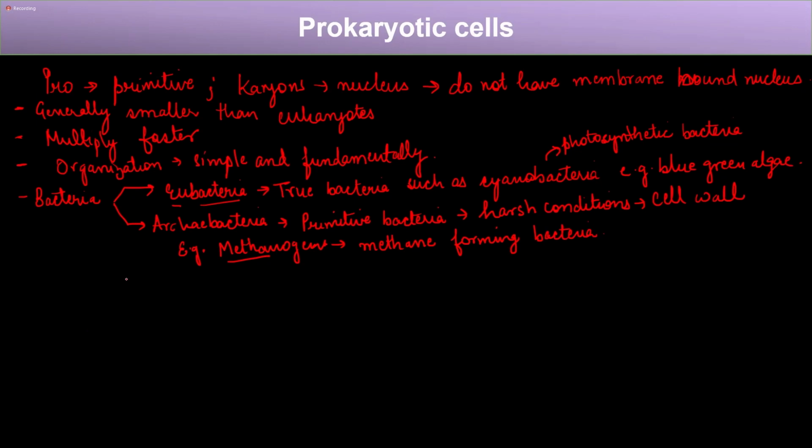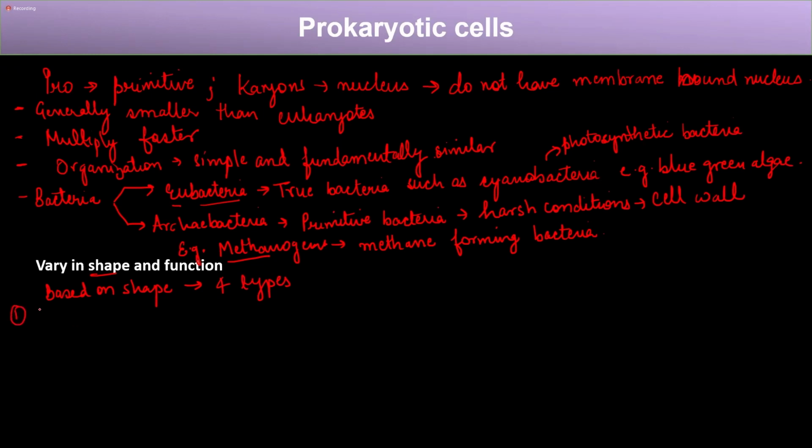Now we have understood the characteristic features of prokaryotic cells: that they are generally smaller, multiply faster, and have simple and fundamentally similar organization. But if you talk about the types of bacteria, they vary in their shapes and functions. Based on shape, bacteria are divided into 4 types. The first type is if a bacterium is spherical in shape. If it is spherical in shape, it is known as coccus.